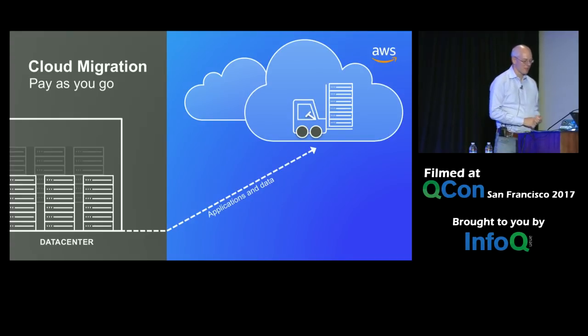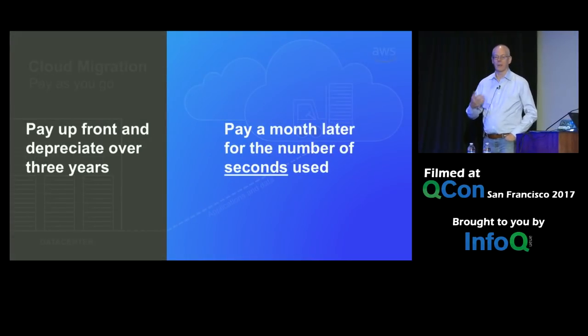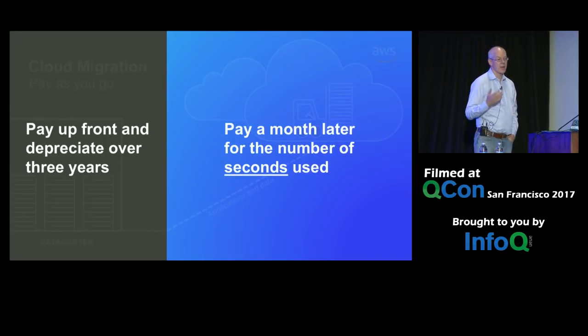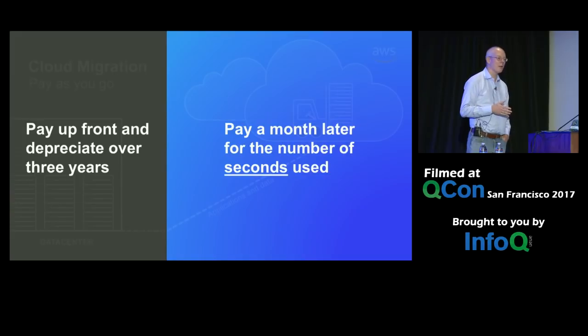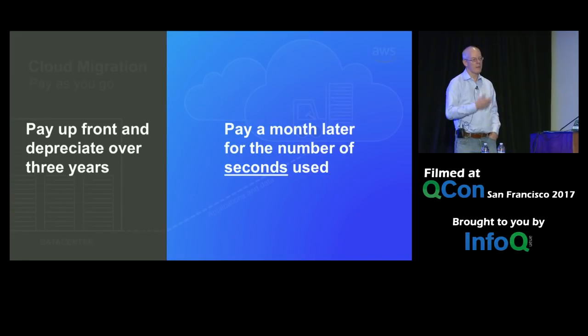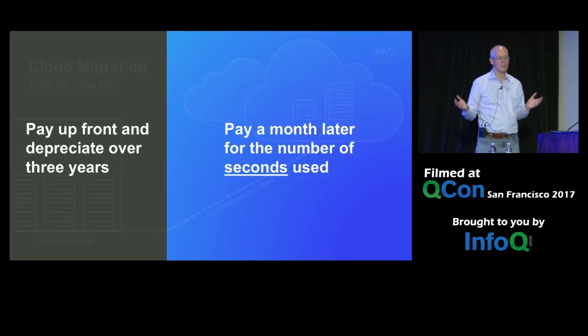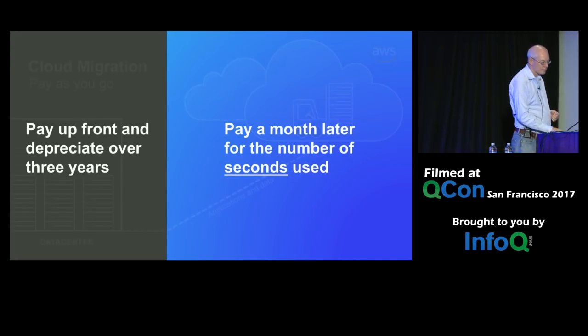Yeah, this is cool. So the point here is that instead of paying up front and depreciating over 3 years, you're paying a month later for the number of seconds you use. Because I don't know if you noticed, a month or so ago, we stopped charging by the hour. Now we charge by the second. You have to pay for the first minute. After that, it's per second. So we've now got really fine-grained pricing for instances. Lambda functions are per 100 milliseconds. So you're really consuming just what you need. You just have to get good at turning stuff off.